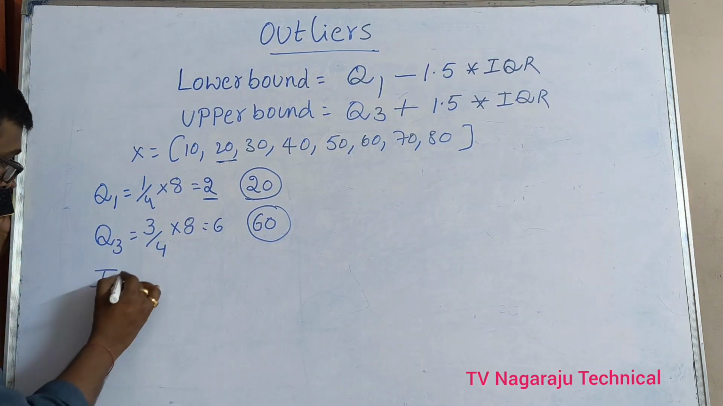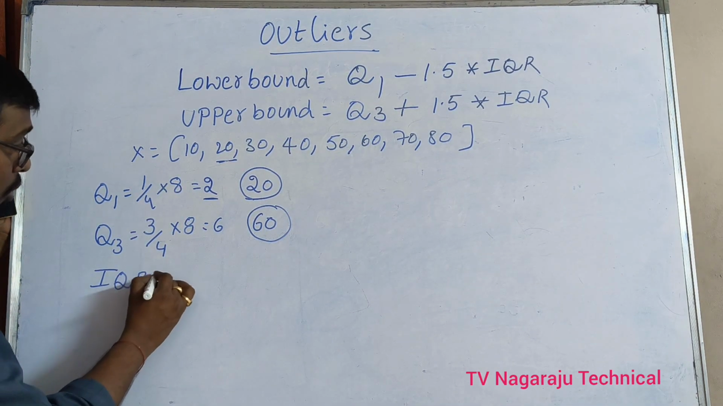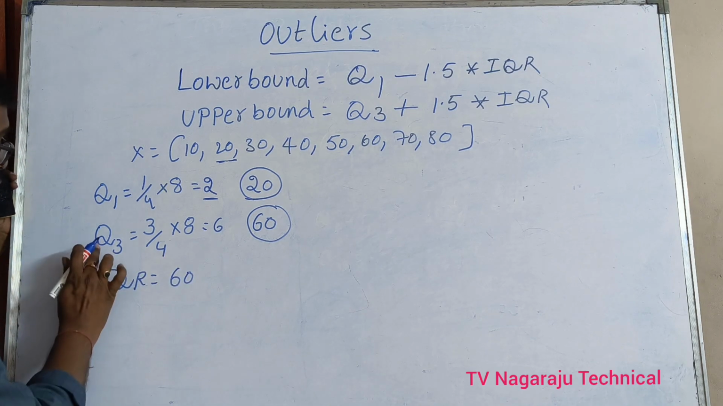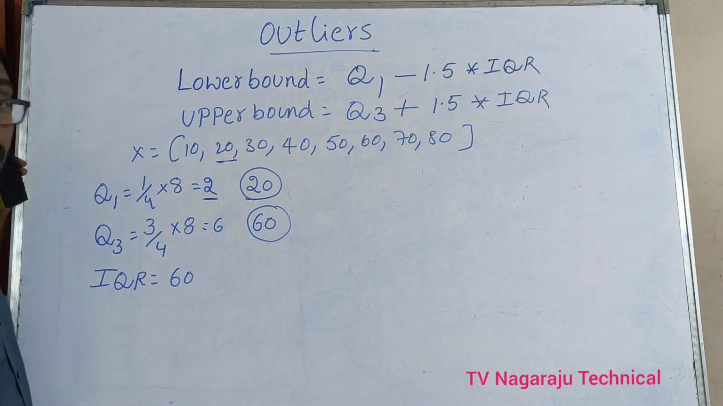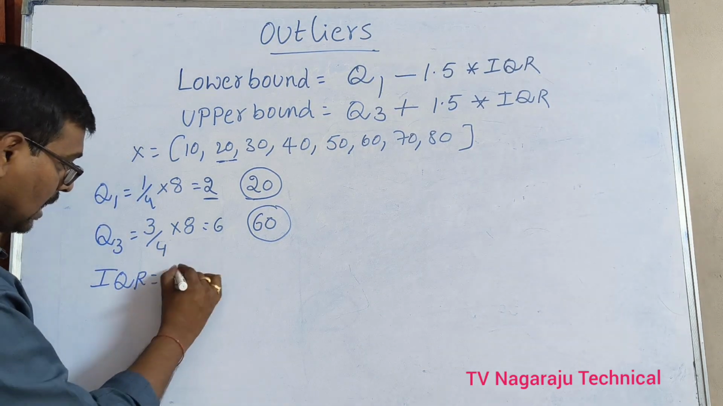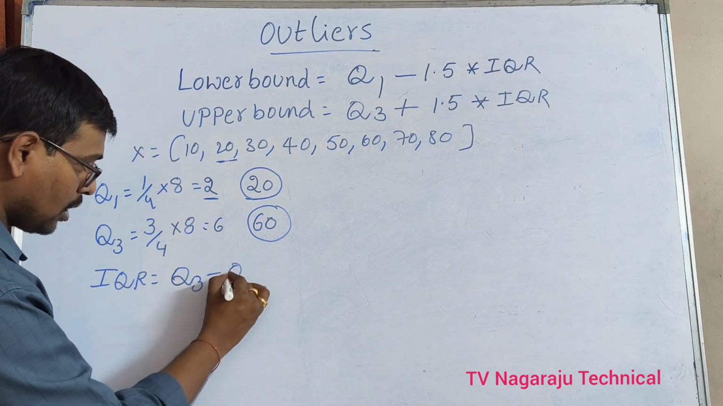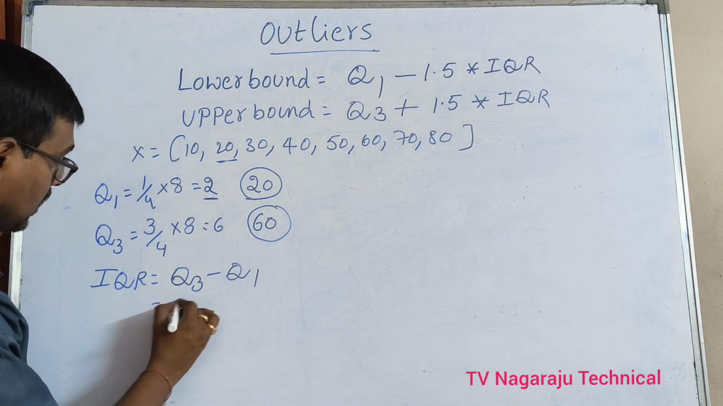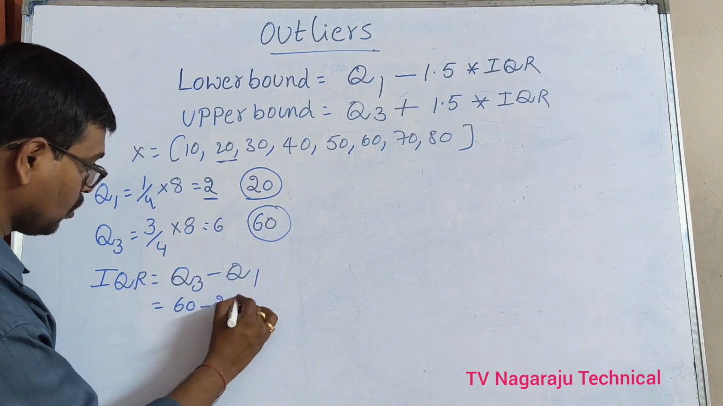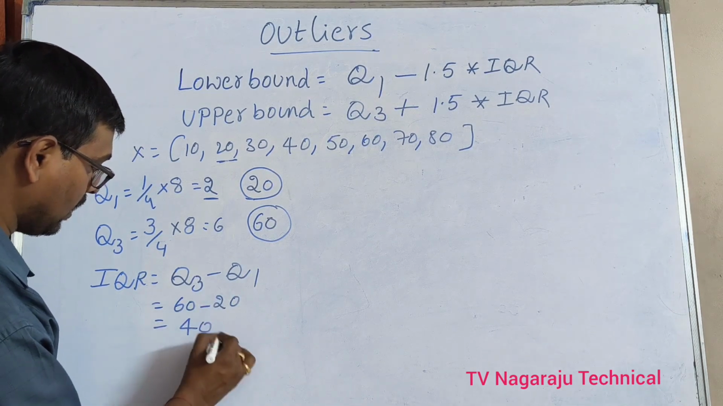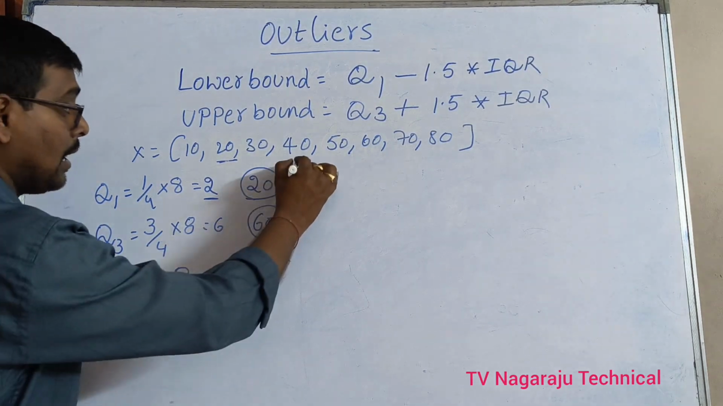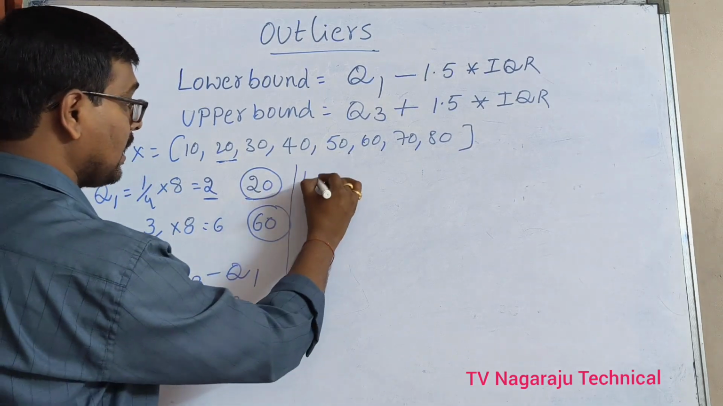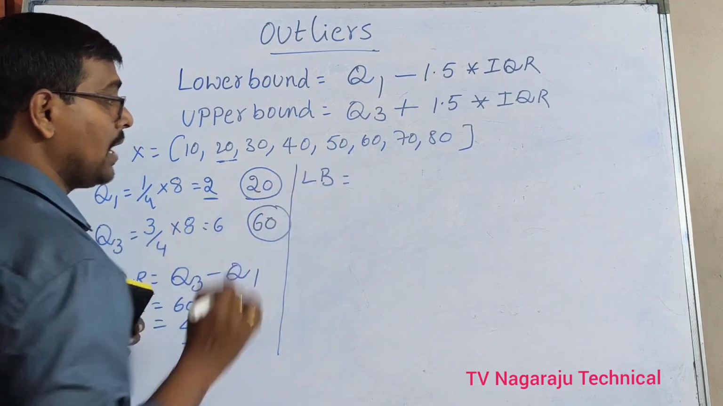Now calculate IQR. IQR is equal to Q3 minus Q1. I think you know the formula. IQR is equal to the 75th percentile minus the 25th percentile. 60 minus 20 is equal to 40. This is IQR. Now based on this, calculate the lower bound.